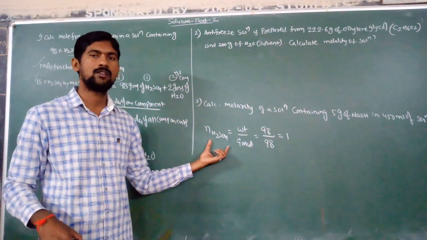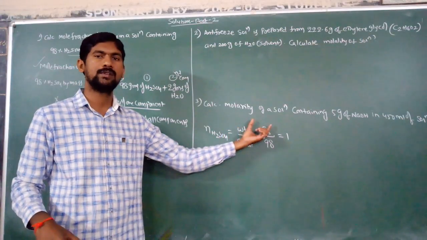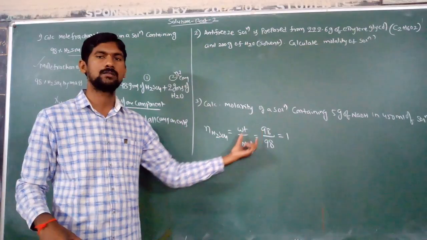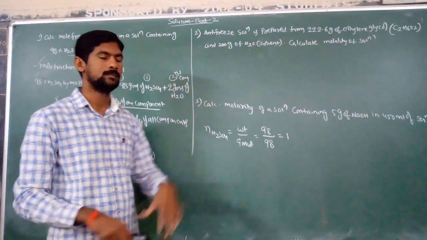What is the formula for calculating the number of moles? Weight divided by gram molecular weight. The weight of sulfuric acid in the problem is 98 grams, and the gram molecular weight is 98. 98 by 98 means 1 mole.